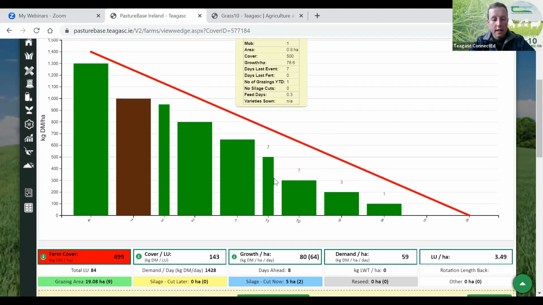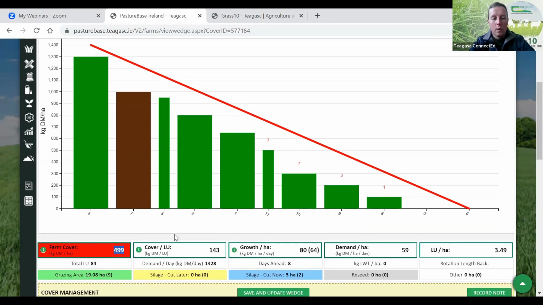It's at 143. Now that's running it too tight. In fairness, it probably is. So we wouldn't like to go even for a week or two of high growth. You could maybe push it to 150. Getting down to 143 and a farm cover of 500 is very low. Okay, so that's probably too low.